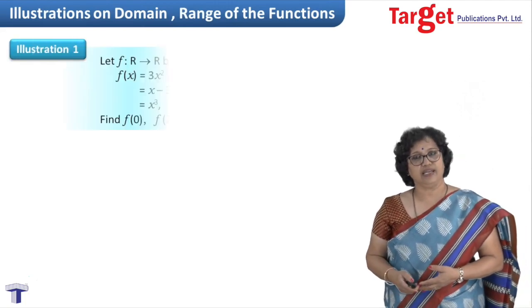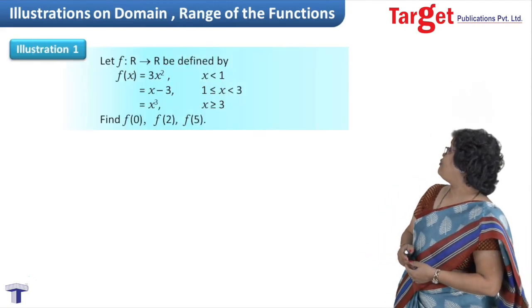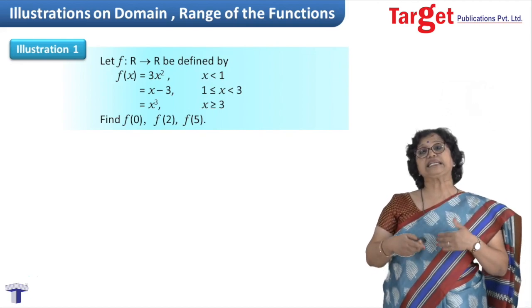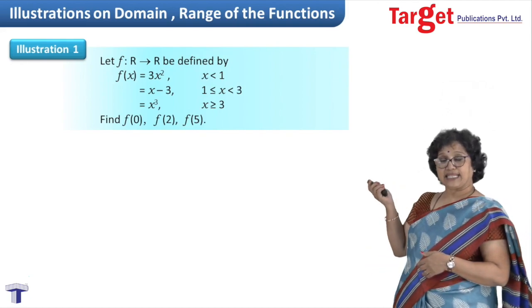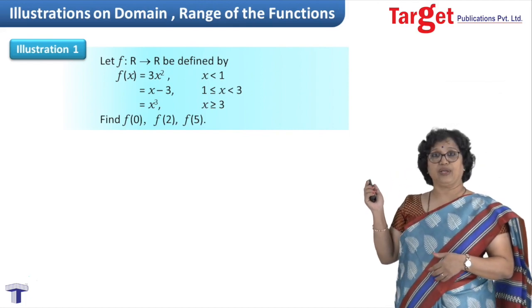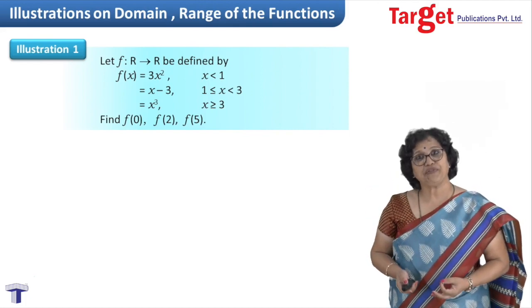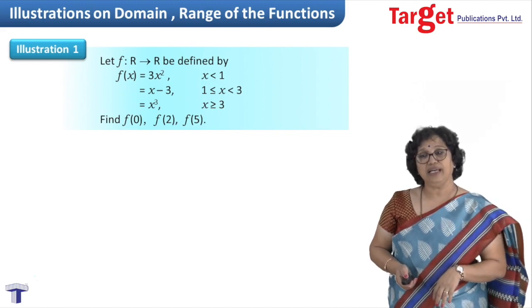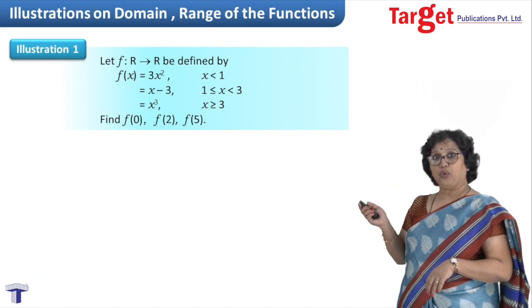My first illustration is that a function f from R to R is given, and it is given in three parts: x less than 1, x between 1 and 3, and x greater or equal to 3. We are expected to find values of the function at x equal to 0, x equal to 2, and x equal to 5.